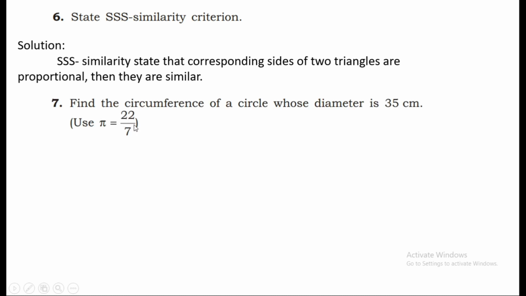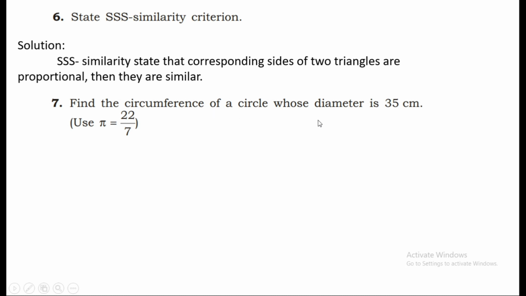Then find the circumference of the circle whose diameter is 35 centimeter. So you have to find the circumference when your diameter is given and the value of pi is given. We know that the circumference of a circle formula is 2 pi r.